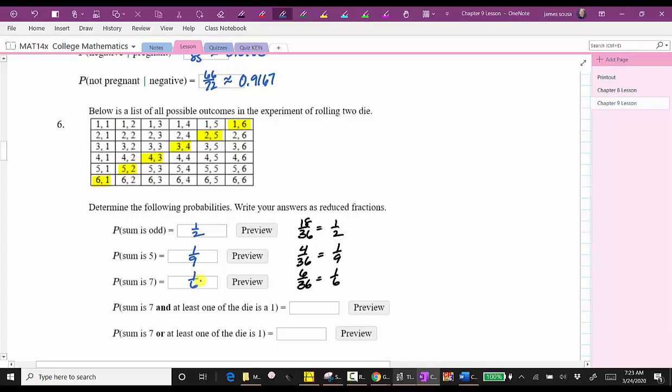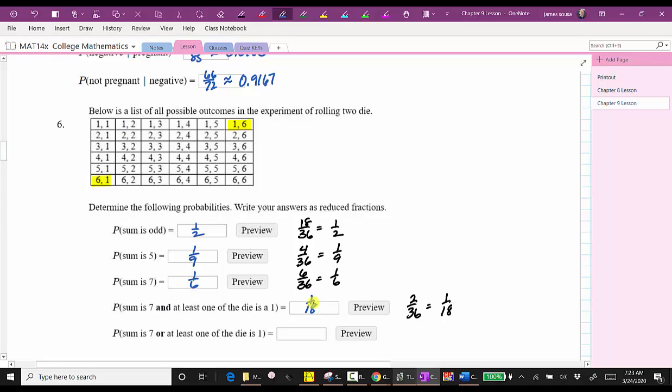The next probability is the probability the sum is 7 and at least one of the die is 1. So here we have the sums of 7, but now at least one of the die has to be 1, and therefore we must eliminate the 5 and 2, 4 and 3, 3 and 4, and 2 and 5. There are only 2 sums of 7 where at least one of the die is a 1. So there are 2 favorable outcomes out of a total of 36. 2/36 simplifies to 1/18.